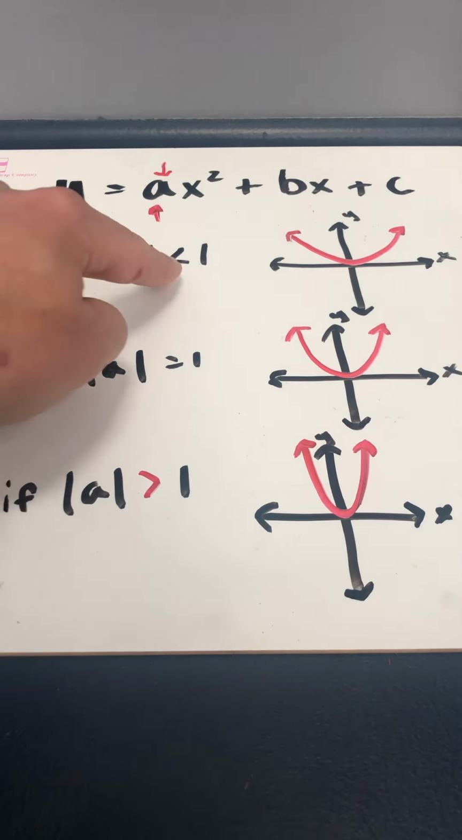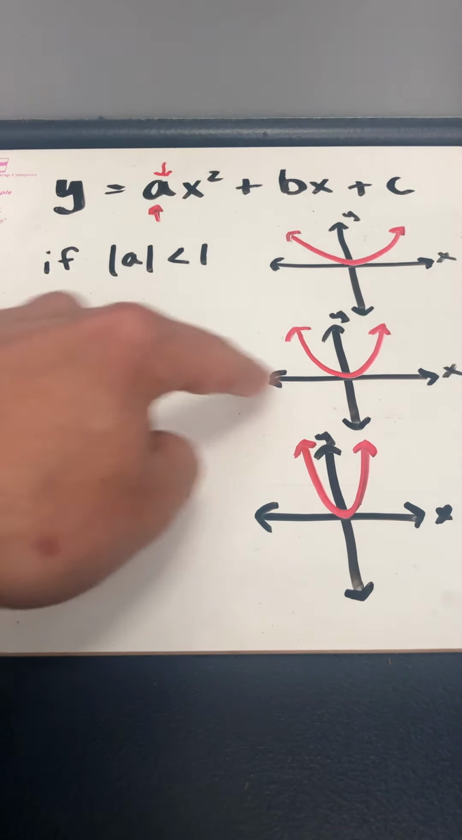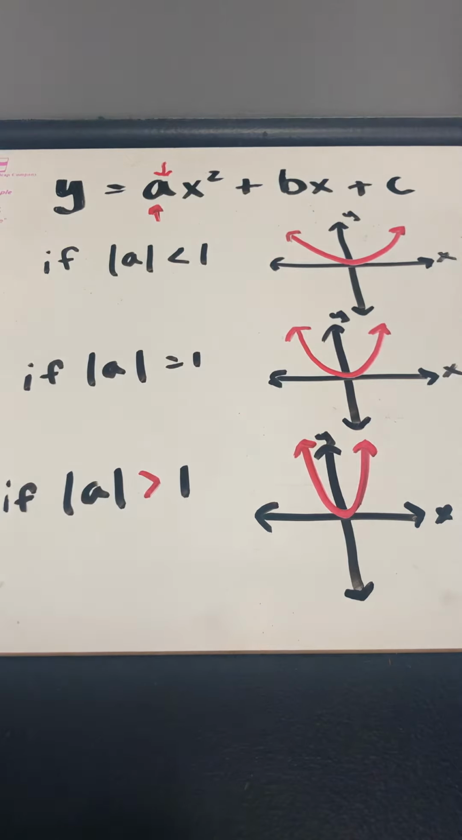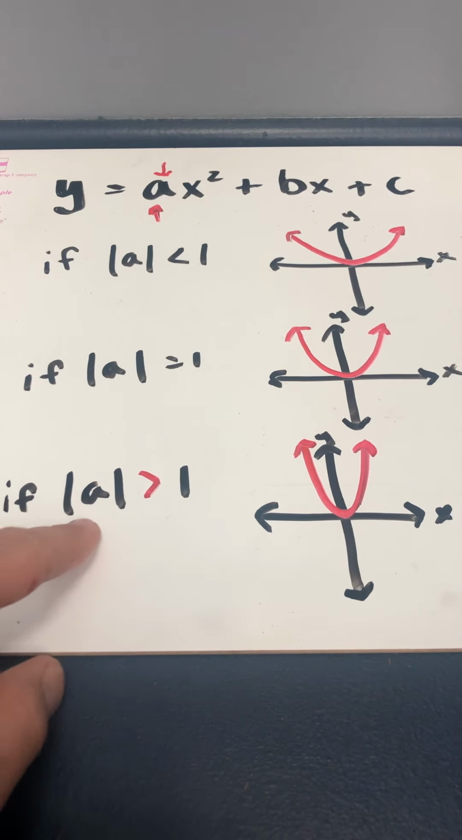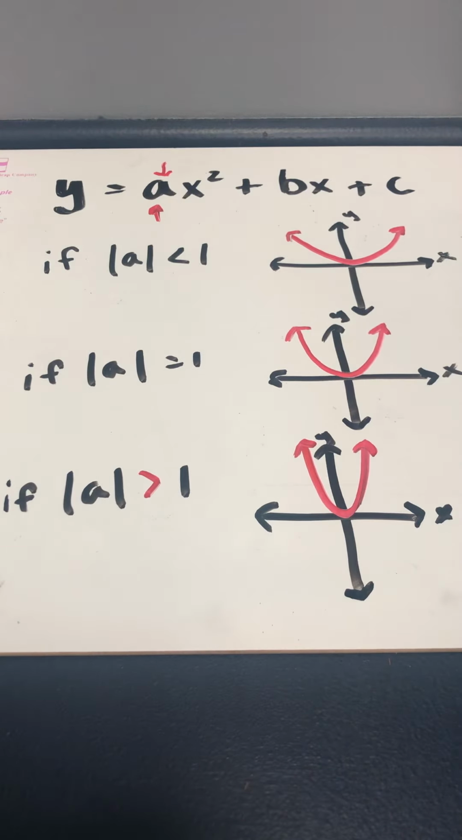Is that number less than 1? If so, it's wider. Is that number equal to 1, in which case no stretch or compression has occurred? Or is that number bigger than 1? In that case, a vertical stretch has occurred and the graph will appear skinnier.